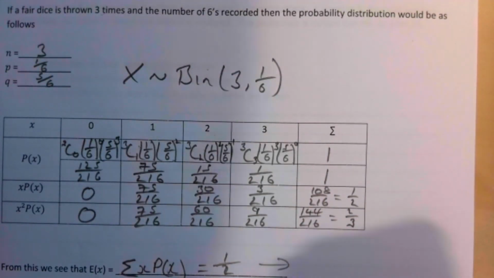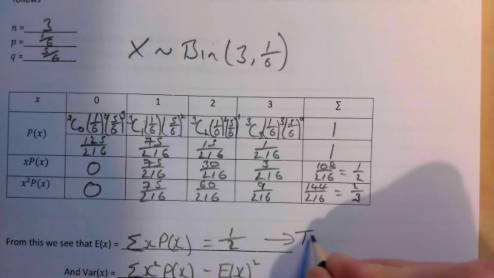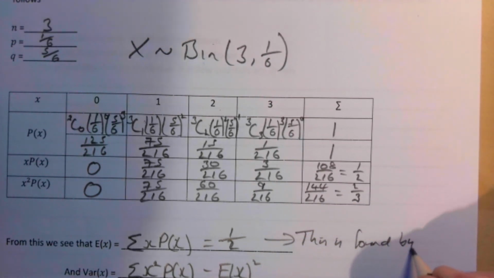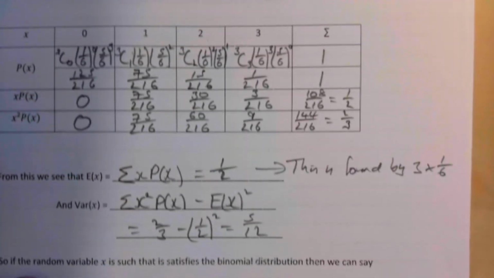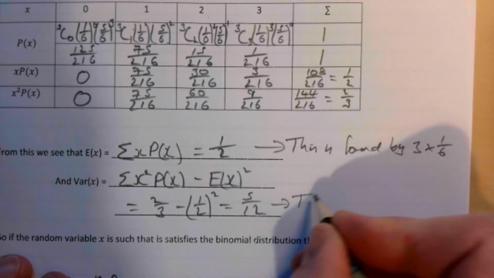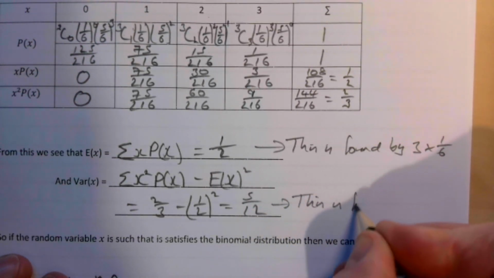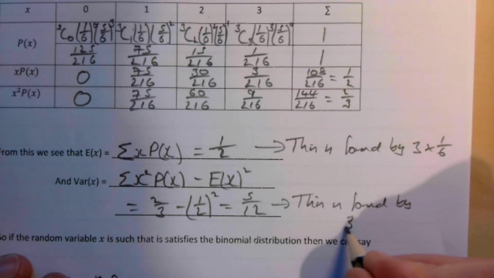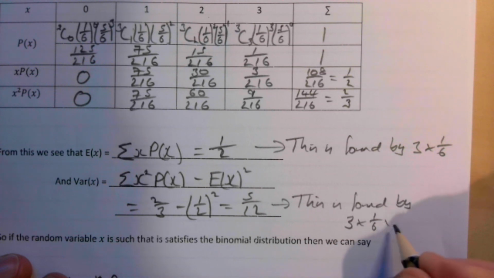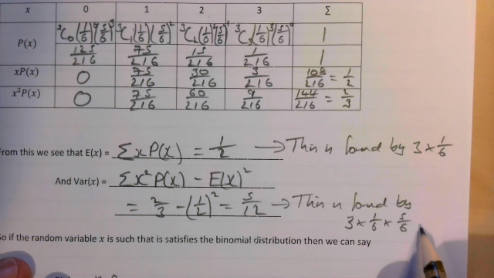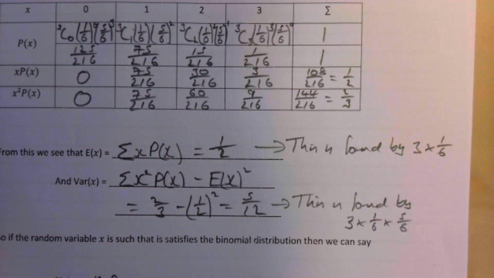So up here then I'm writing, this is found by 3 times a sixth. And over here then, this is found by 3 times a sixth times 5 sixths, which is n times p times q. This then is n times p.